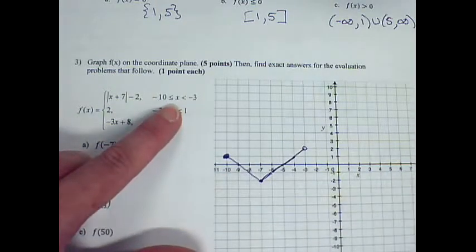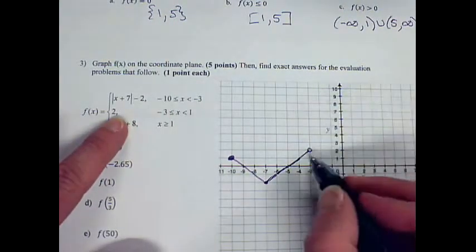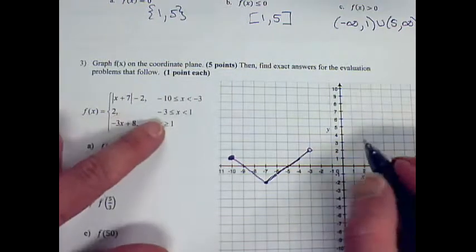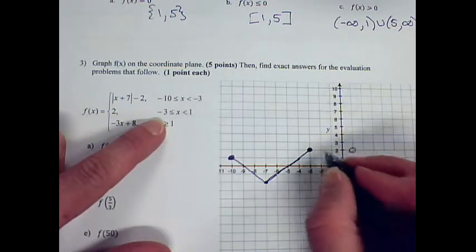Now go to the next piece. I'm going to do the next piece in a different color. The next piece is just 2. That means y equals 2. It's just a horizontal line. It starts at negative 3 and goes up to 1.